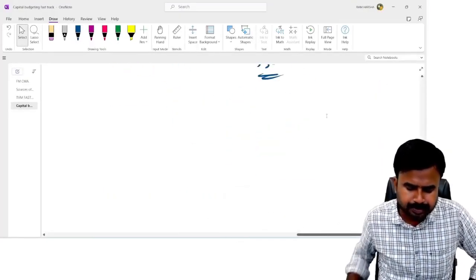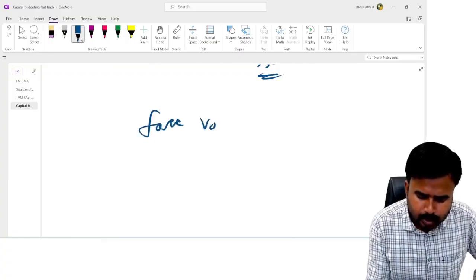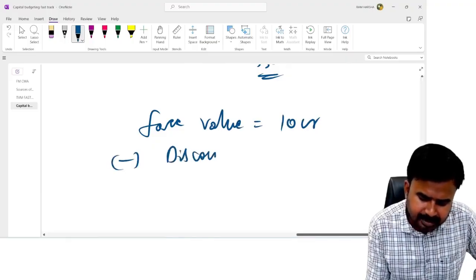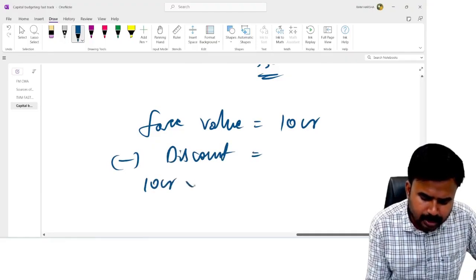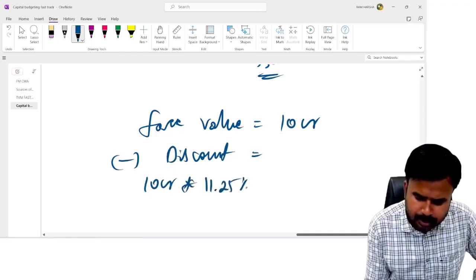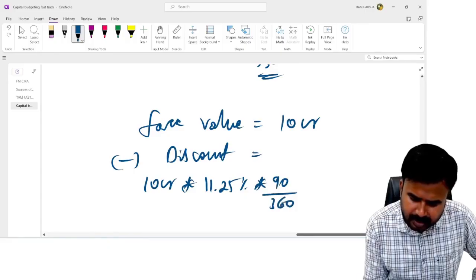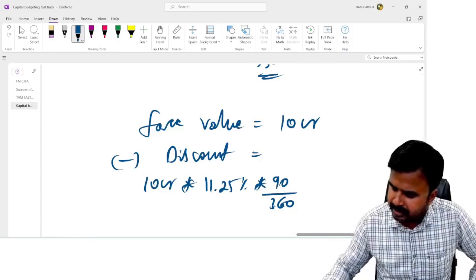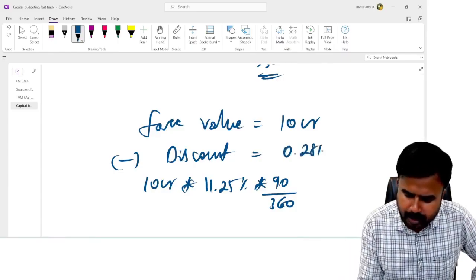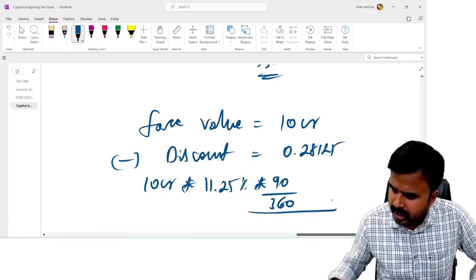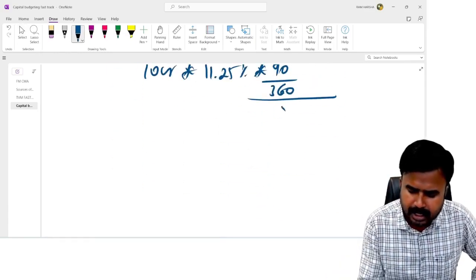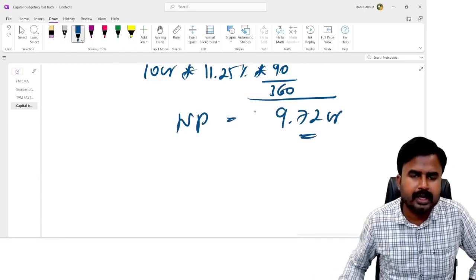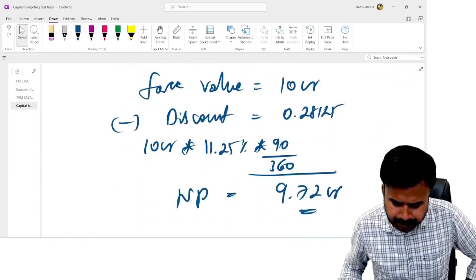The face value is 10 crores. Deduct the discount in the form of interest for 90 days. Simply 10 crores into 11.25% into 90 by 360. This is the number you must deduct. 10 into 11.25% into 90 by 360. That's 0.28125. I got 9.71875, nothing but 9.72 crores. This is the net proceeds or net sale proceeds. Okay, approximately they have taken 9.73 crores.